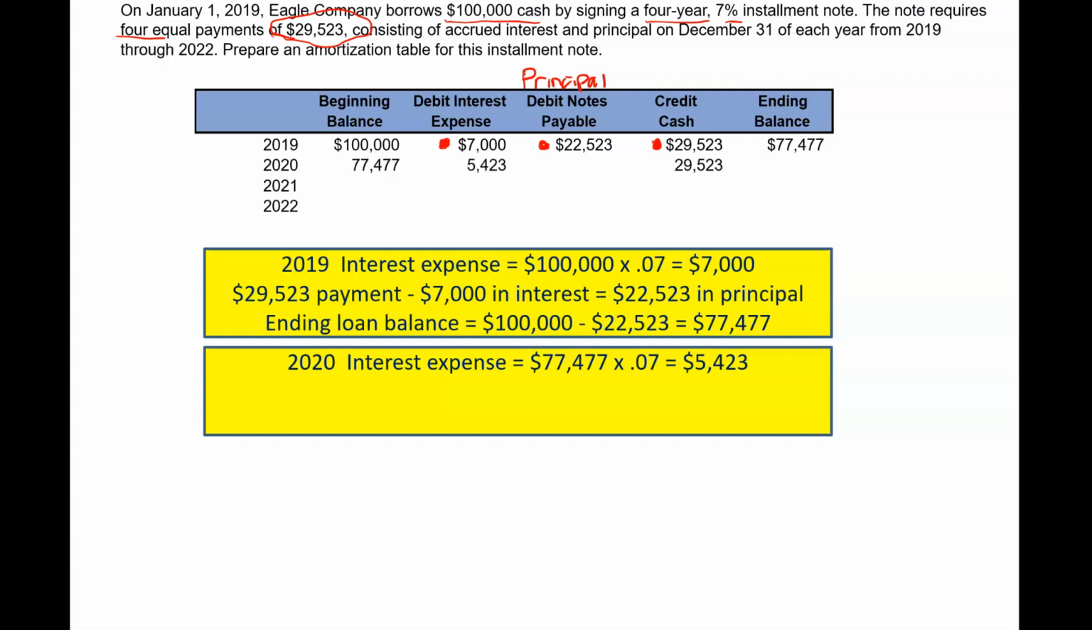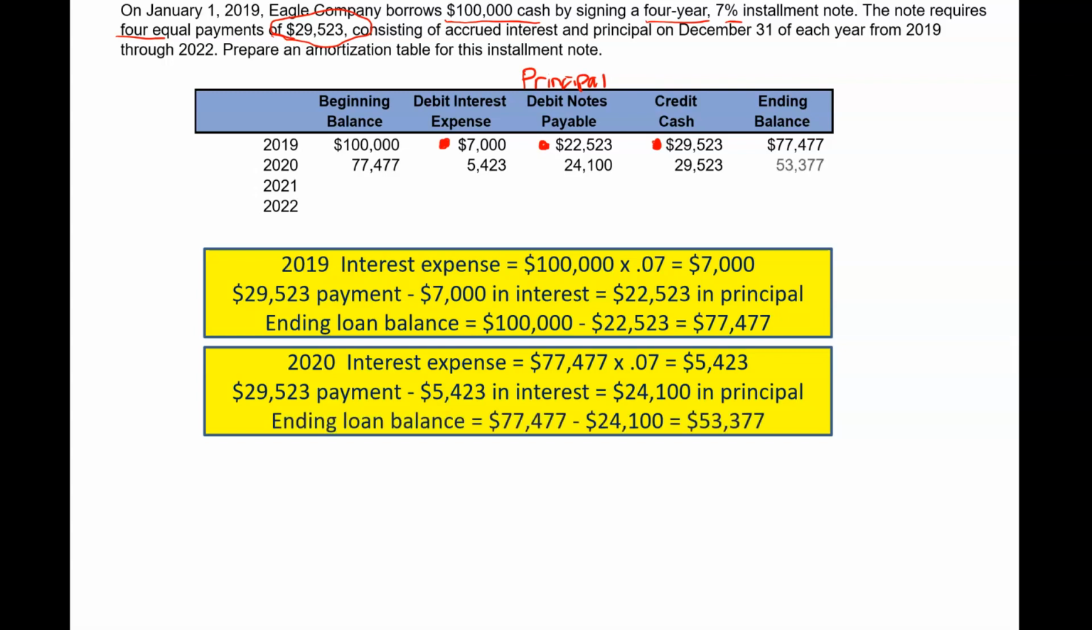Now we know we're going to make the same monthly payment, annual payment of $29,523. Subtract our interest payment of $54.23. And that gives us the $24,100, which is the amount that we're going to debit to note payable to decrease what we owe, and that's the amount that's going towards our principal. Our ending balance is $53,377, which means that's what we start year 3 with.